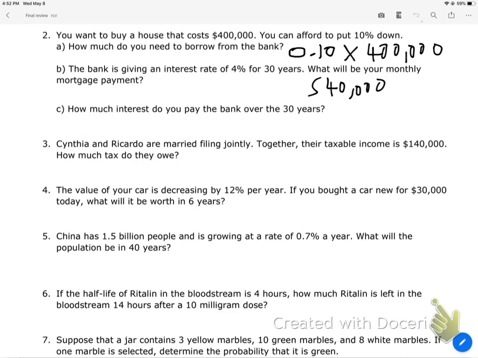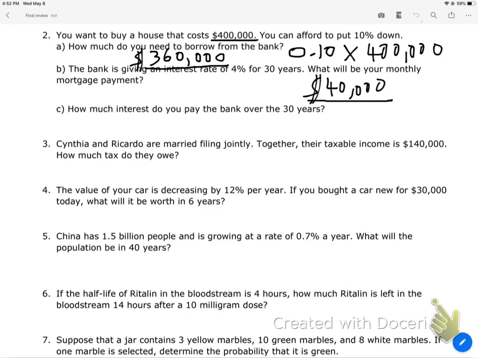So you can put down 40,000, which means you're going to borrow 360,000. In other words, 400,000 minus 40,000. So that's what you borrow, because you can afford to put that down, and that's your total of $400,000 for the house. Okay, right then. So let's look at part B.